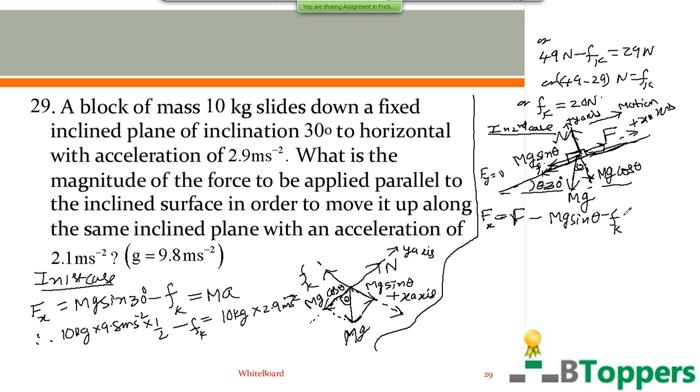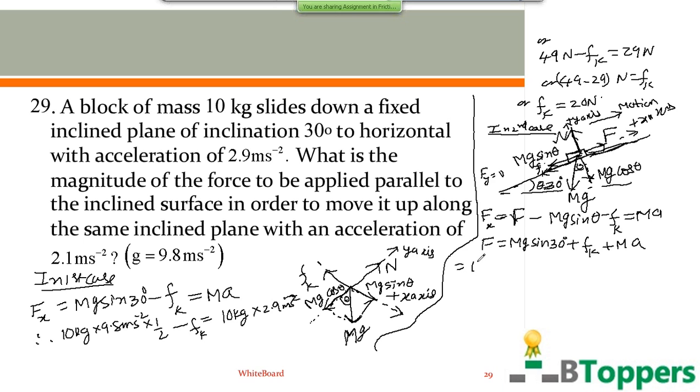From Newton's second law, magnitude of the resultant of all the forces acting on the block will be equal to product of its mass and acceleration. Therefore, the magnitude of the force to be applied on the block parallel to the inclined surface to move it up along the inclined plane with uniform acceleration a is given by mg sin theta plus Fk plus ma. Here theta equals 30 degrees.